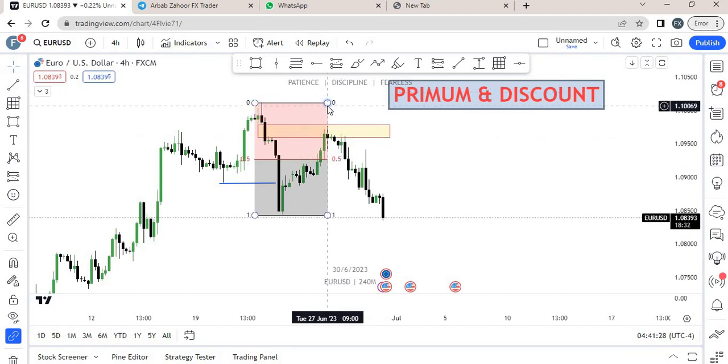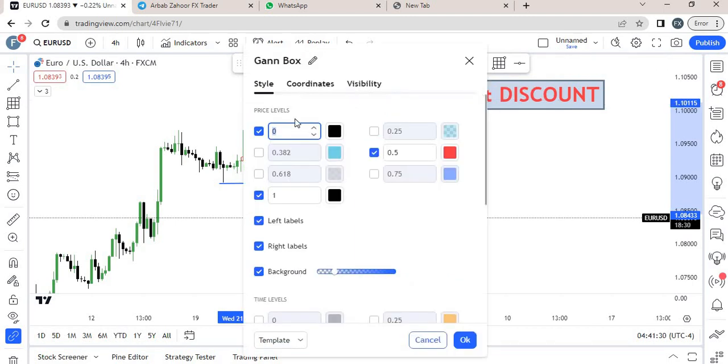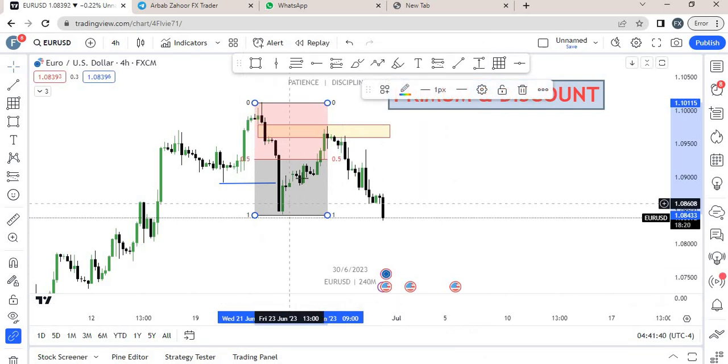You can check the settings here: 0%, 1 and 0.5. Here we have 2.5 as well, and 6 point as well for many strategies, but for this ICT we only use 1, 0.5 and 0.